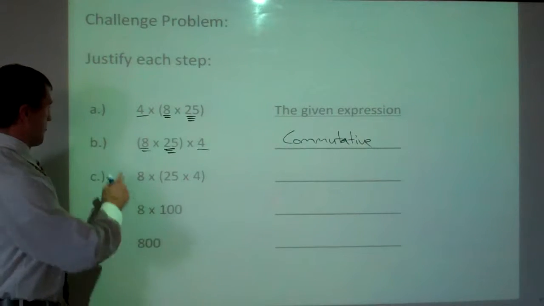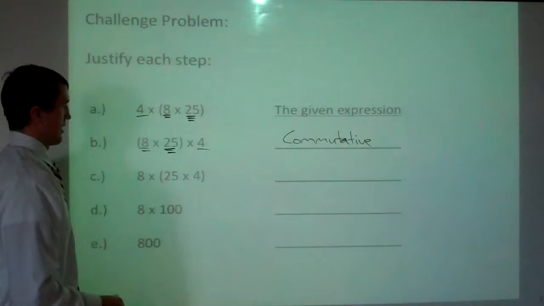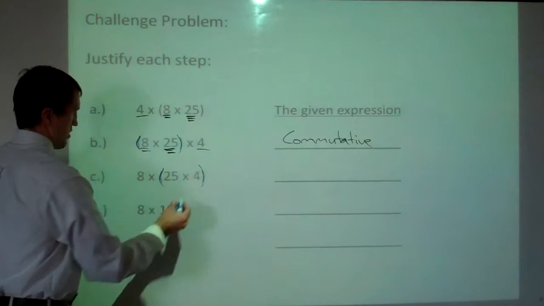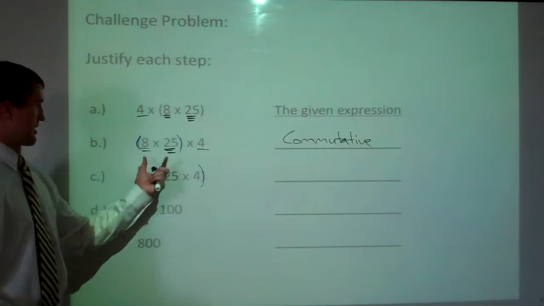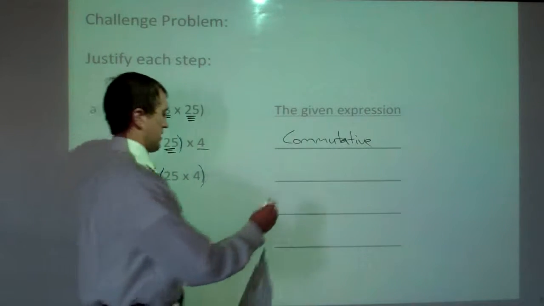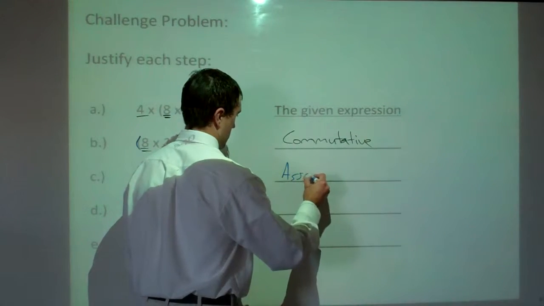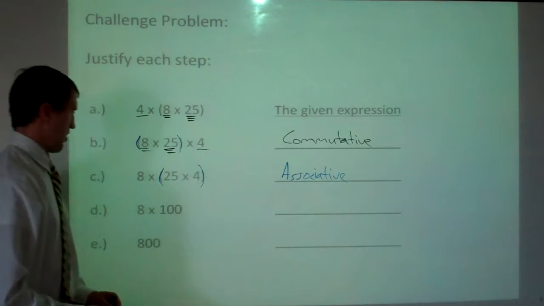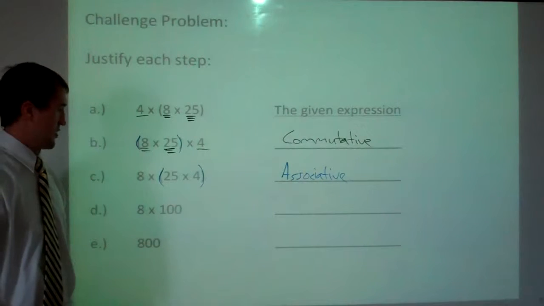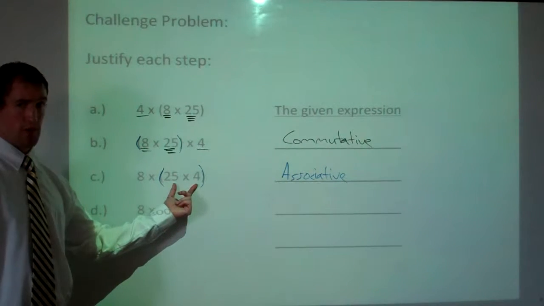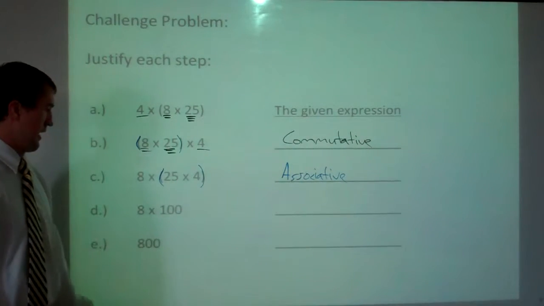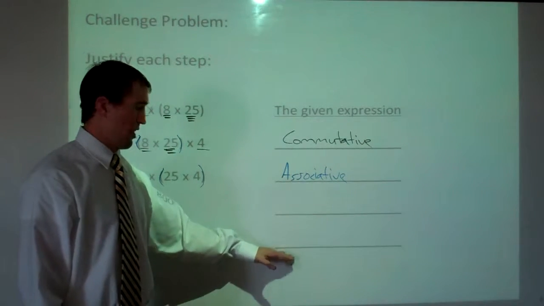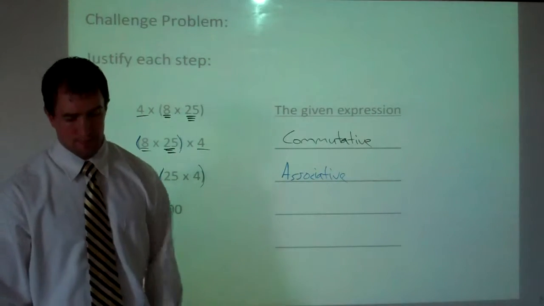And now from B to C, we can see that these change spots. And the thing inside the parentheses changed. This is associative. And then we can finish it out just like the last one. We multiplied 25 and 4 to get 100. And then we got our solution. So here we could write multiplying. And then here we could write answer or solution.